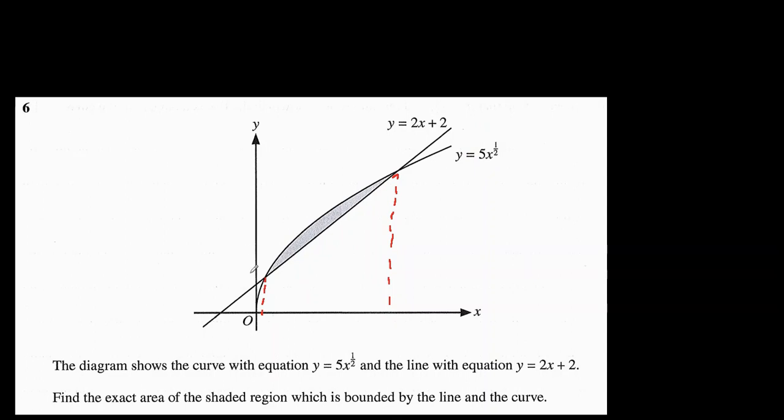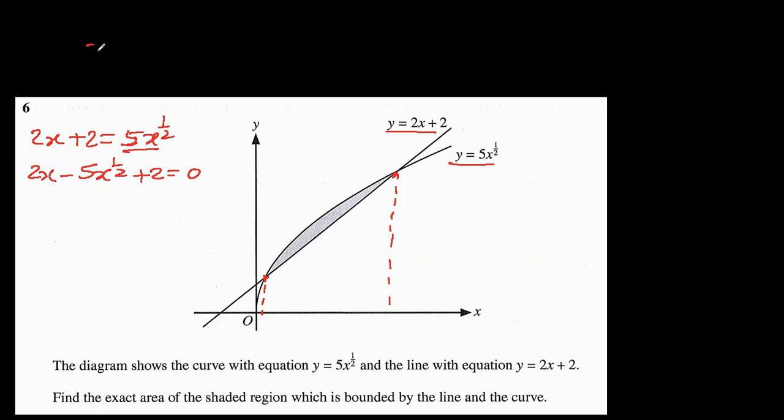So let's try to find these two points, which are the points of intersection of these two equations. And just like in the previous question, we will equate them. So 2x plus 2 is equal to 5x to the power half. Let's bring this to the other side. So it becomes 2x minus 5x to the power half plus 2 equal to 0. This is your abnormal kind of quadratic equation.